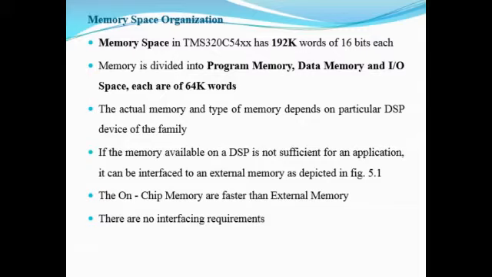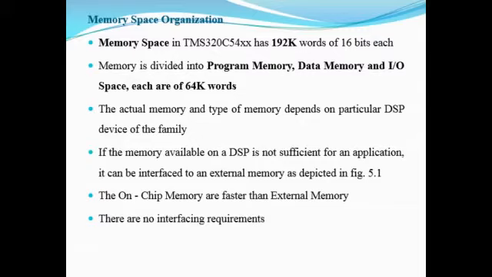Whenever we interface a DSP and it is not sufficient for an application, most of the time it is sufficient, but in some cases we find that the memory in a DSP is not sufficient. So it can be interfaced to an external memory, which we will see further. The on-chip memory is faster than the external memory. The on-chip memory is very fast compared to the external memory we interface to a DSP processor, and there are no interfacing requirements.